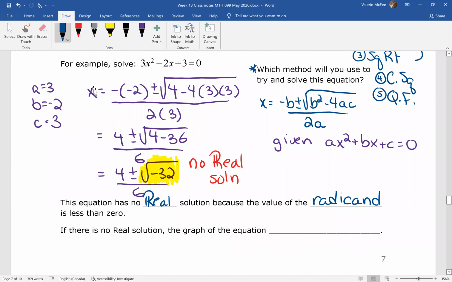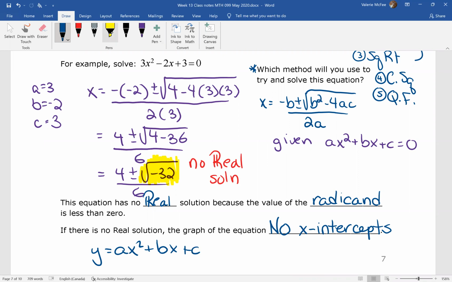Now think about what that means. If there's no solution for this equation, then the graph has no x-intercepts. No solution means no x-intercepts. Why is that? Well, we could write our quadratic equation as y equals ax squared plus bx plus c. And in the case of this question here, we've let y equal 0. Whenever we let y equal 0, we're finding the x-intercepts.